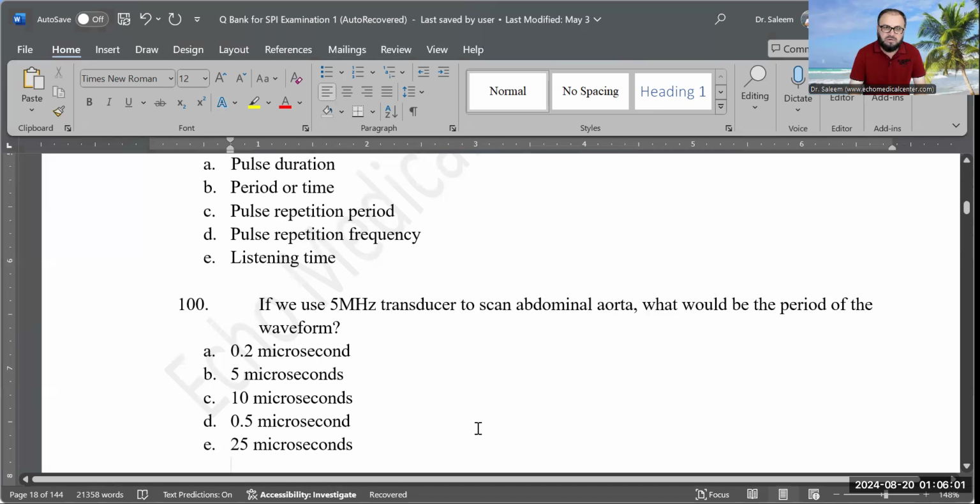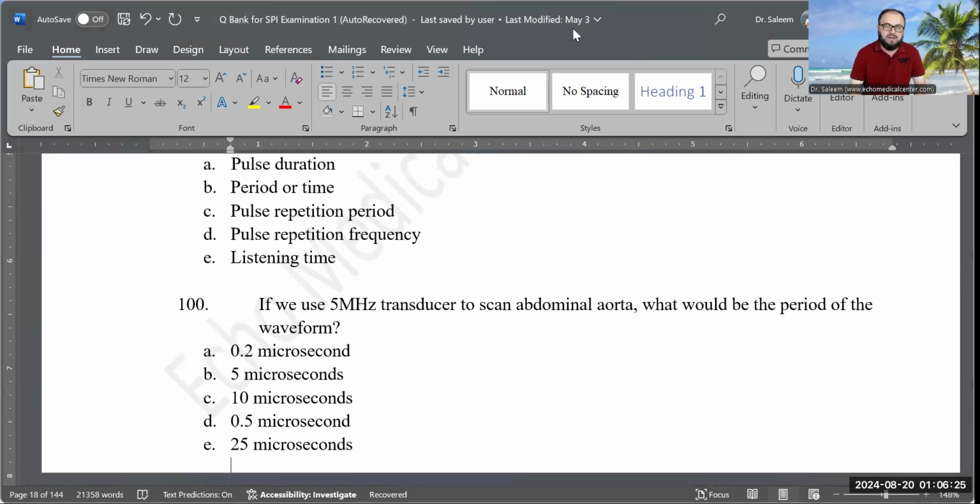You're going to use the formula. The formula for time, if you remember, is that period T is equal to 1 divided by frequency. So 1 divided by 5, and 1 divided by 5 is 0.2. Why microsecond? Because the unit of the frequency was megahertz. So that's why it will be microsecond.